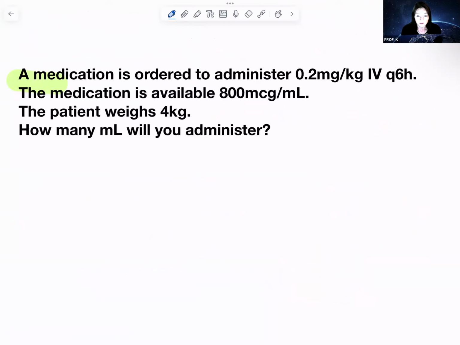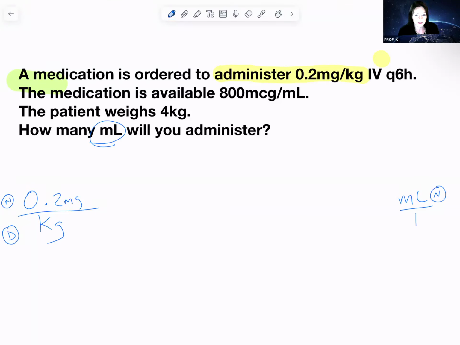This is 2-factor, meaning there are 2 elements to the doctor's order. Can you find it? What is the doctor's order? Administer 0.2 milligrams per kilogram intravenously every 6 hours. My order is 0.2 milligrams per kilogram. How do I write it? 0.2 milligrams over kilograms. Numerator, denominator. And the question says, how many milliliters will you administer? I'm solving for milliliters.